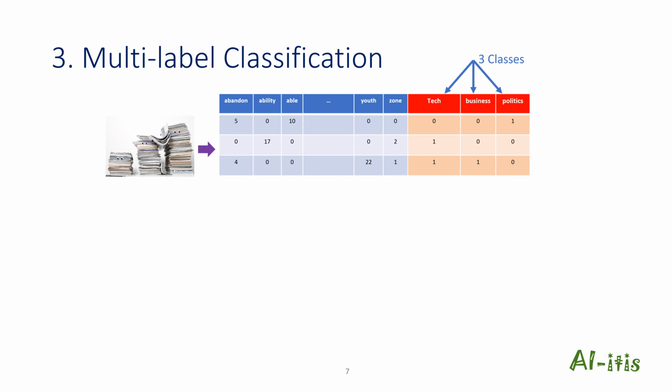So, in contrast to the multi-class classification problem, in which only one class could be assigned to each instance, in multi-label classification, we can see some instances can be assigned to more than one class.